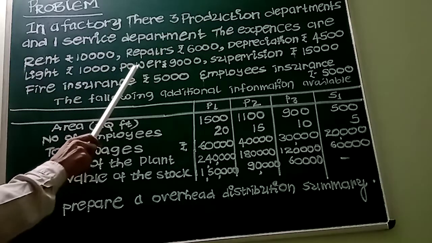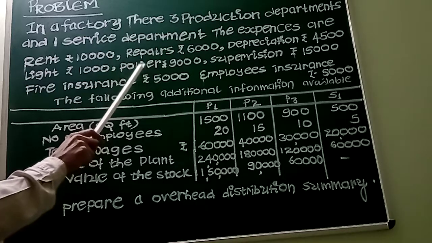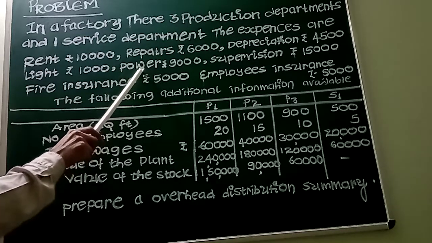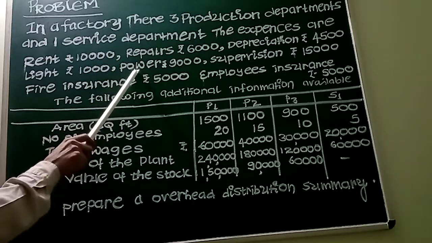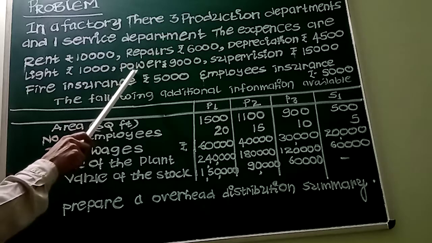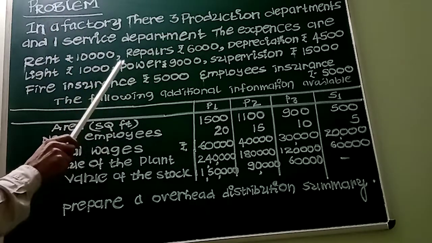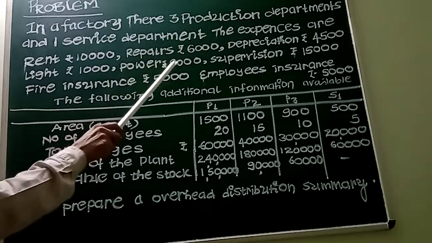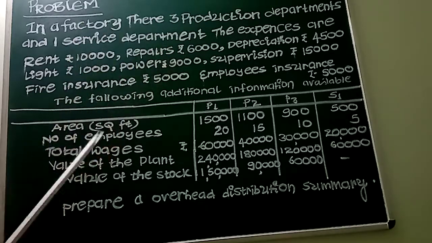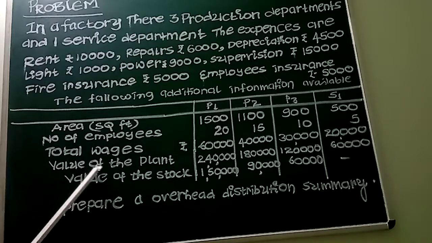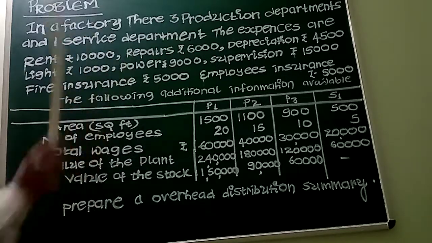So the next important thing, power. Power is actually apportioned on the basis of technical estimates. I have given it in the basis. Technical estimates are either kilowatts or horsepower. But in this problem, both are not given. So we have to apportion the power on the basis of value of the plant.